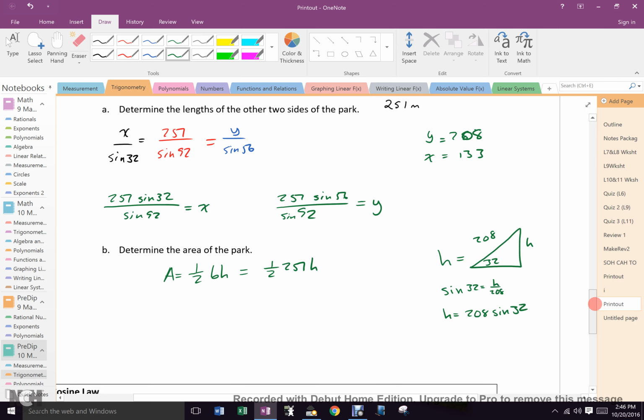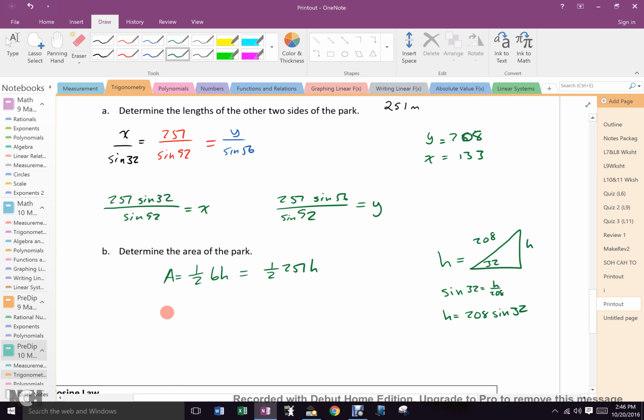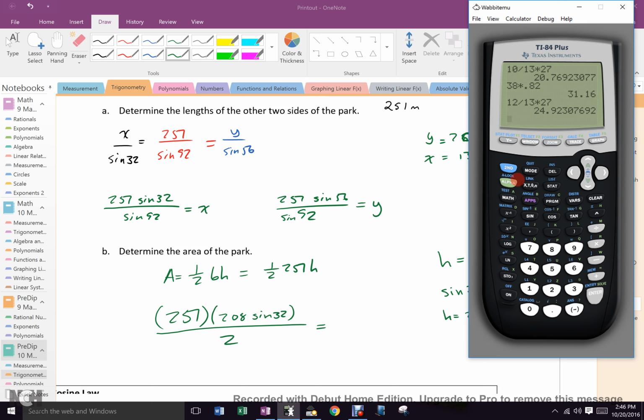So I come over to here, and I have 251 is my base, times my height, which is 208 sine 32, and I divide that whole thing by 2, and I get, I don't even know what I get. We never finished it. So I'll get up the calculator here.